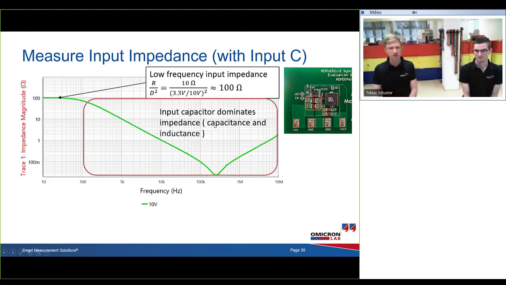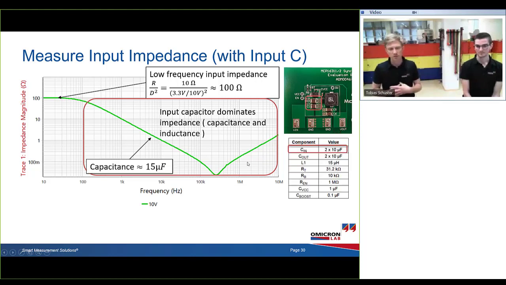Then above, in this case 100 Hertz, the input capacitor is already dominating the impedance measurement. So that's a typical capacitor shape of impedance. It falls with frequency, then it has a self-resonance, and after that there will be inductance from the trace and the parasitic inductance of the capacitor.